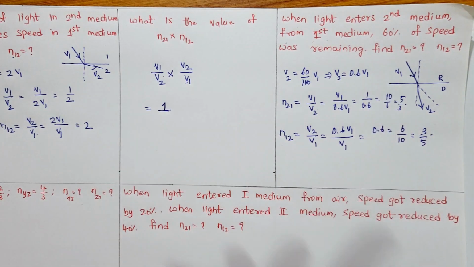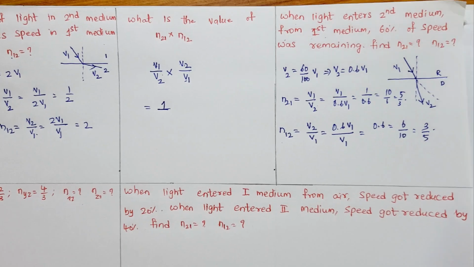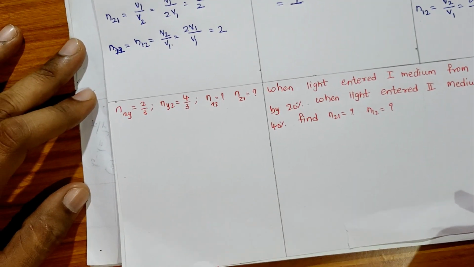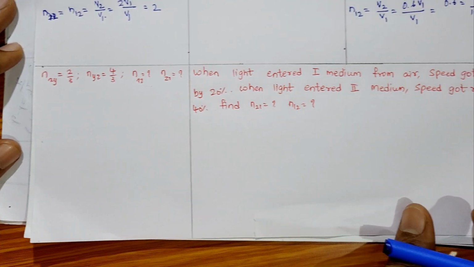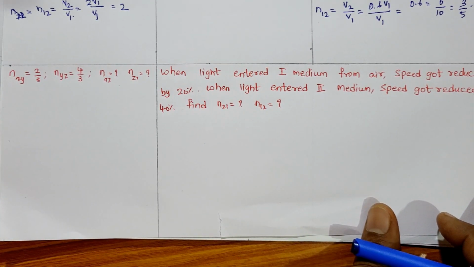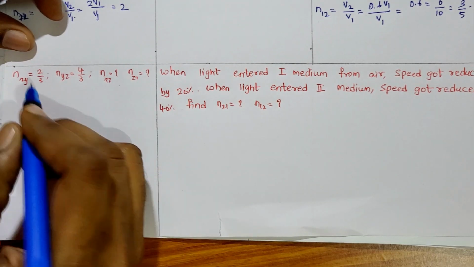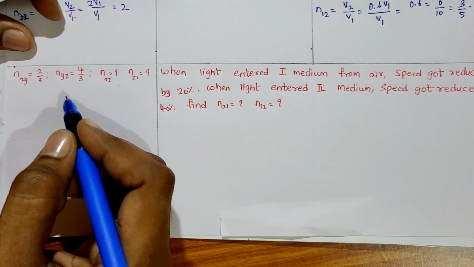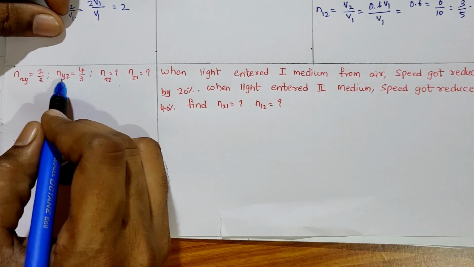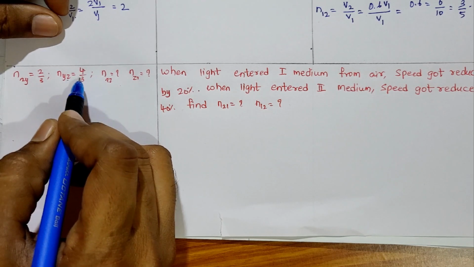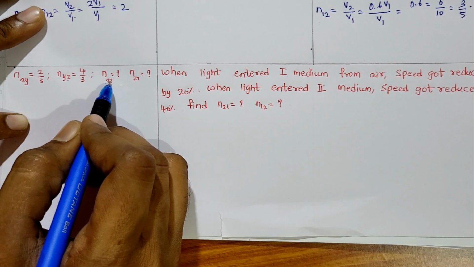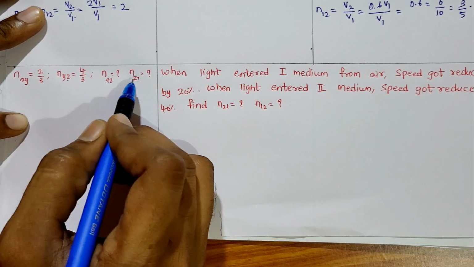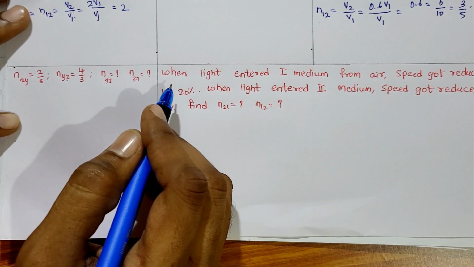This question you might not have seen anywhere. Now, let us find out the next question. See what they asked. They gave refractive index of X medium with respect to Y medium as 2 by 3. And they have also given refractive index of Y medium with respect to Z medium as 4 by 3. Now they are asking us to find refractive index of X with respect to Z and Z with respect to X. Correct?